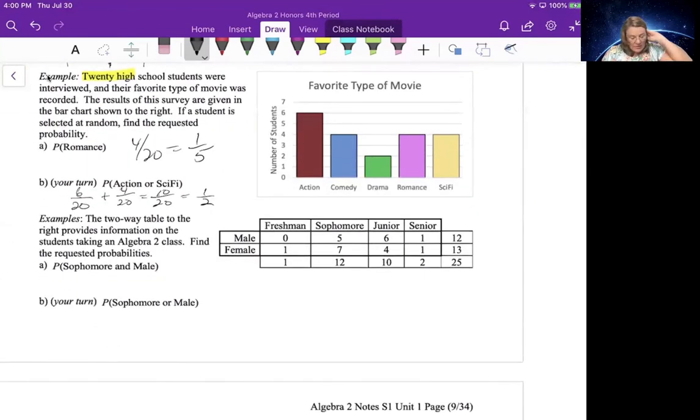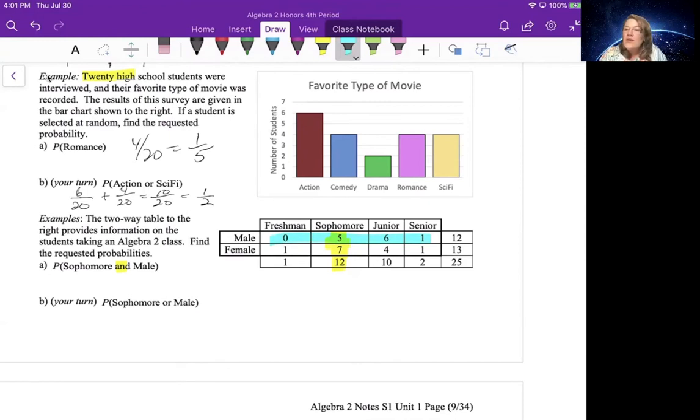Okay, so let's talk about the next one. The two-way table to the right provides information on the students taking an algebra class. Find the requested probability. All right, so I have sophomore and male. So it's an "and." And by the way, "and" means that I'm going to multiply. I know we're jumping ahead to the next section, but I'll go ahead and do it anyway. Let's highlight all of the sophomores, and then let's highlight all of the males. So I want to know whether or not they are sophomores and males.